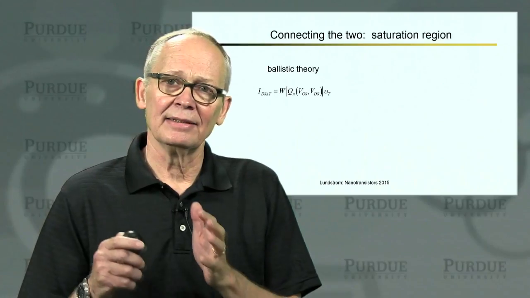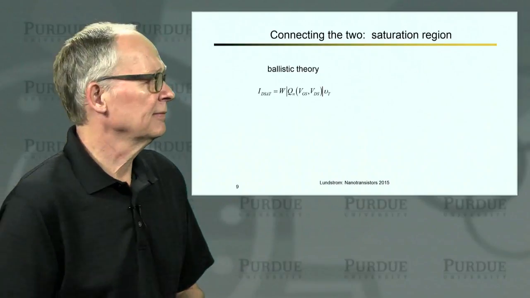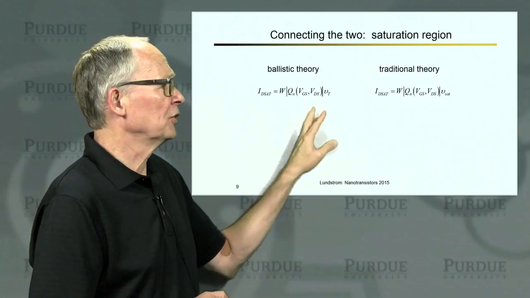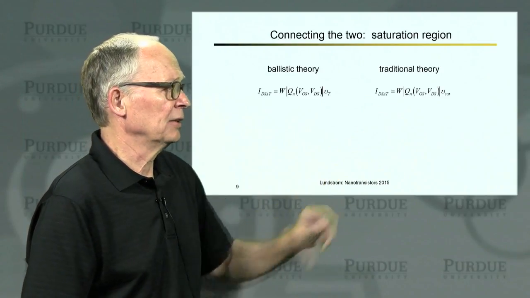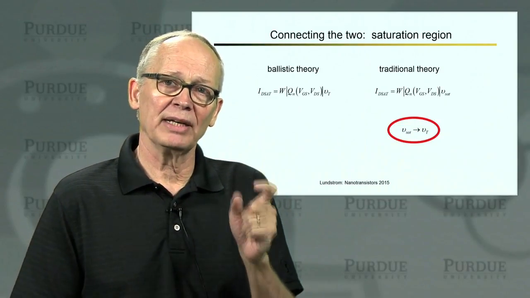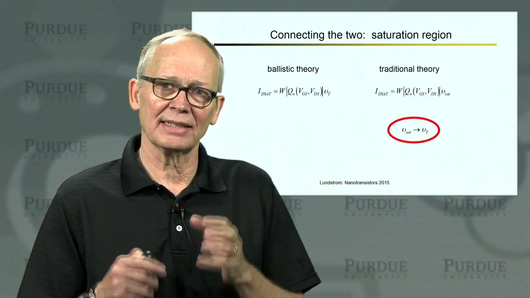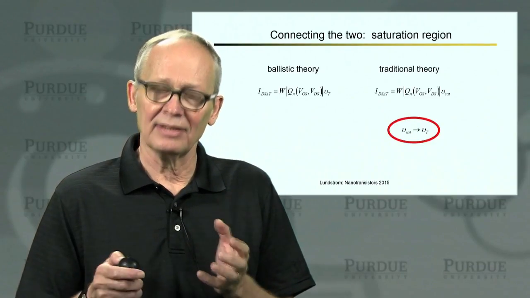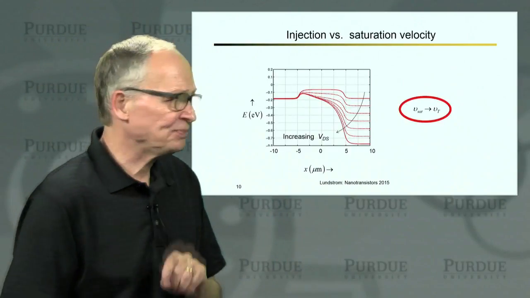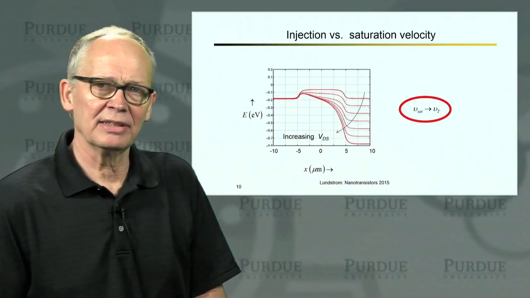Okay, let's look at the saturation region now and connect the ballistic model to our traditional virtual source model. So in the ballistic theory, here's our expression. In the traditional theory, here's our expression. No work needs to be done. We see all that we have done is to replace the high field saturation velocity of electrons in bulk silicon with this unidirectional thermal velocity in our ballistic model. So a simple replacement.